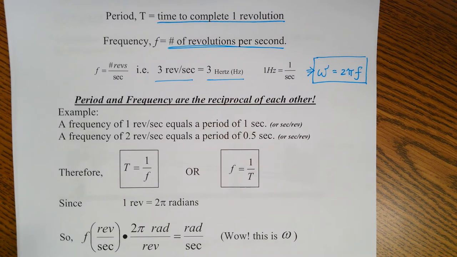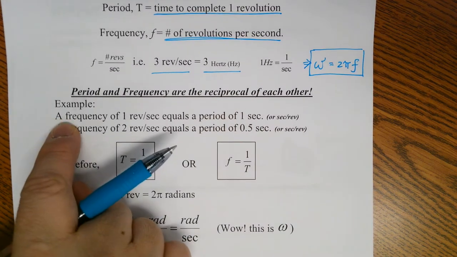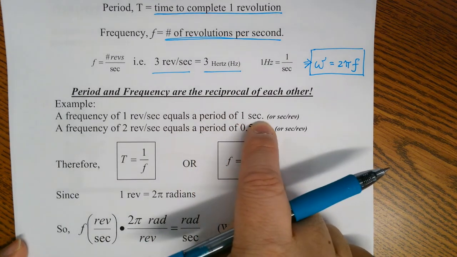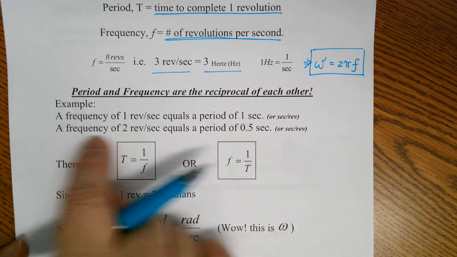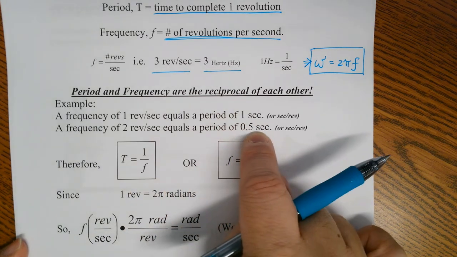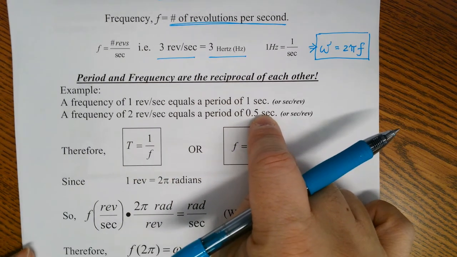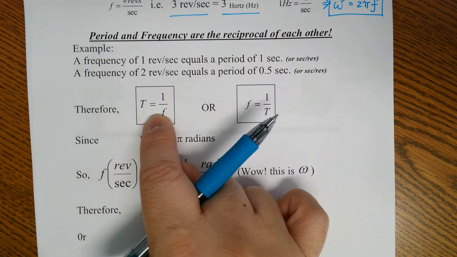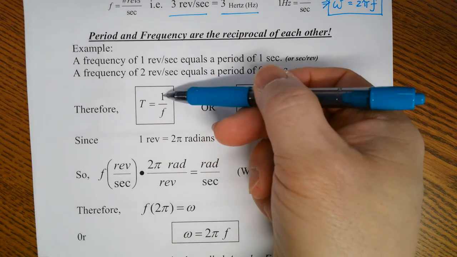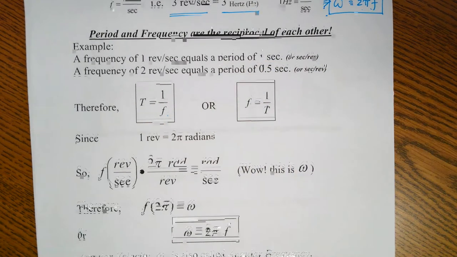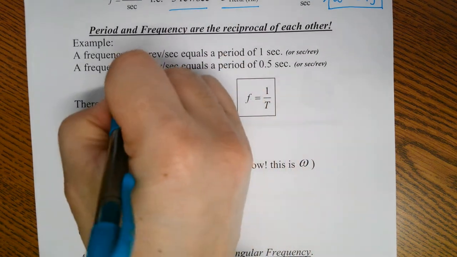All right, so here's some examples. A frequency of 1 revolution per second equals a period of 1 second, right? And a frequency of 2 revolutions per second is equal to a period of half a second. So therefore, period is inversely proportional, or basically equal, to 1 over frequency, or frequency is equal to 1 over period. So this is important.